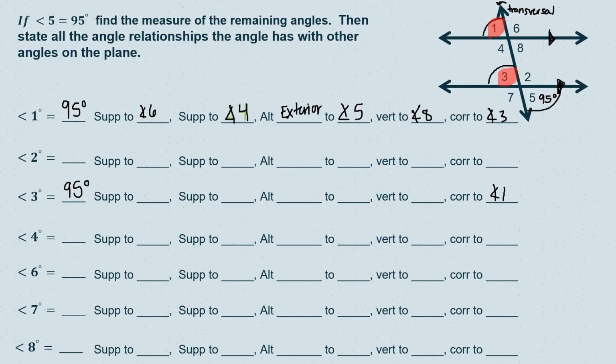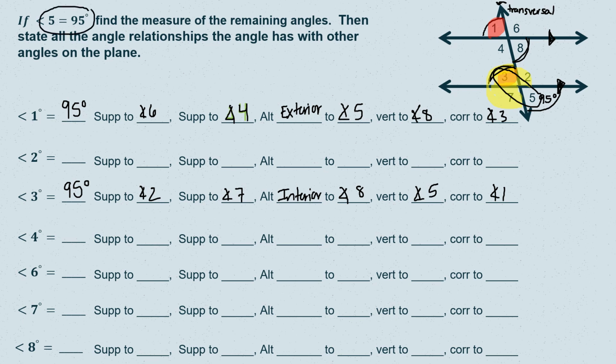Angle 3 is supplementary to angle 2, and it's supplementary to angle 7. So basically whatever angles are beside it are the ones that it's supplementary to. Angle 3 is alternate interior to angle 8, and it's vertical to angle 5. That right there also lets us know that it's 95 degrees, because our original angle was 95 degrees and angle 3 is vertical from it.